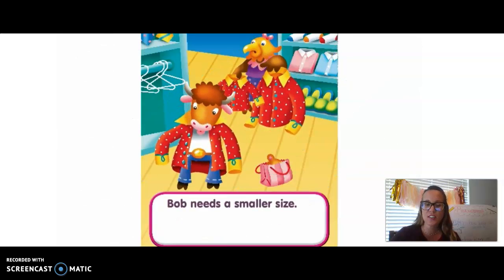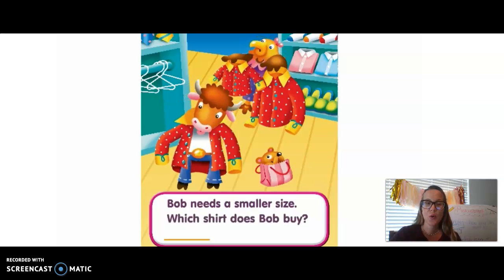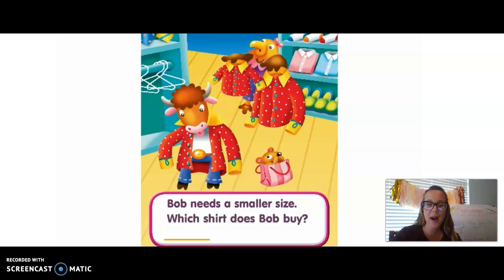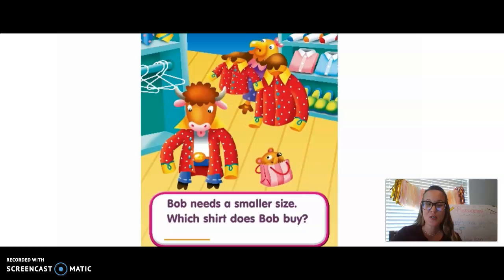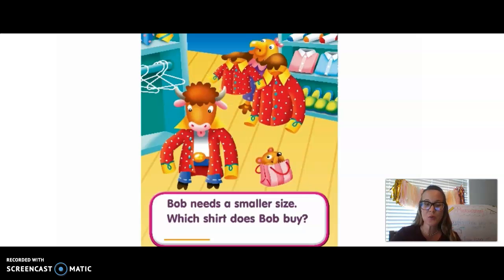Bob needs a smaller size. Which shirt does Bob buy? So looking at the two shirts in back, which one is going to be smaller? Smaller. Look at where the yellow is. I hope that's what you picked.